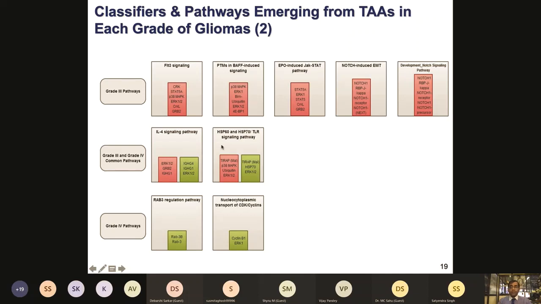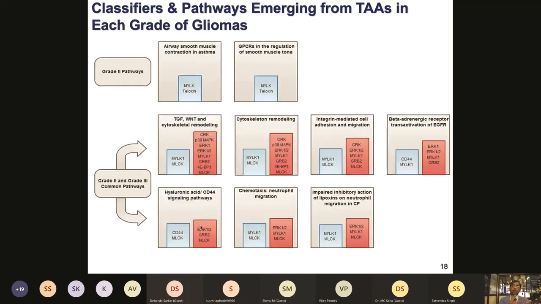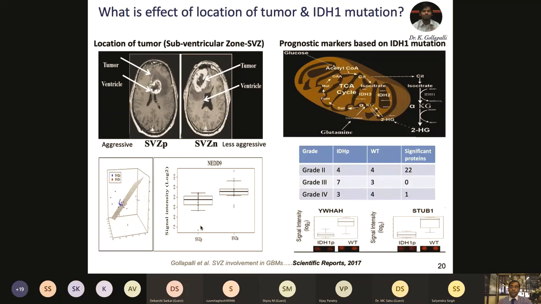Then similarly, when we look at grade 3 moving to grade 4, very few proteins are showing change. And towards grade 4, it is almost shutting down. So it was really interesting that the grade 2 and 3 interface was the most interesting part, where a lot of biology is involved, and one should try to dig deeper and investigate further this part in the grade 2-3 interface.